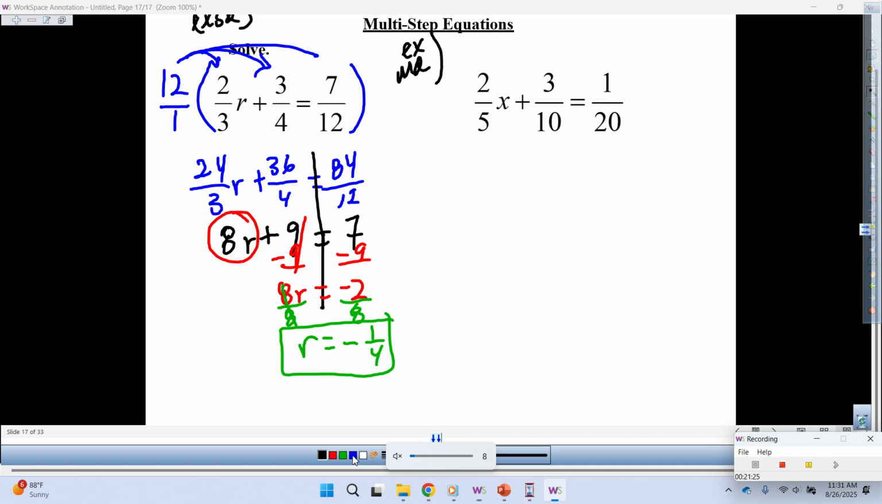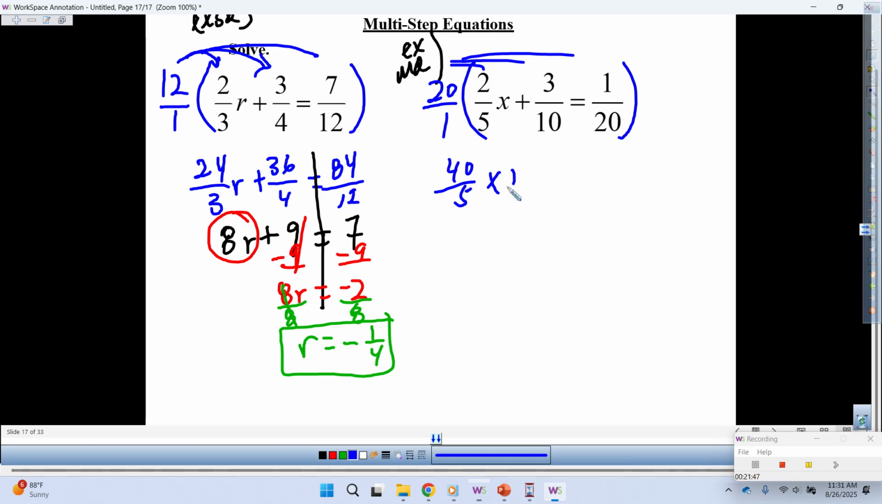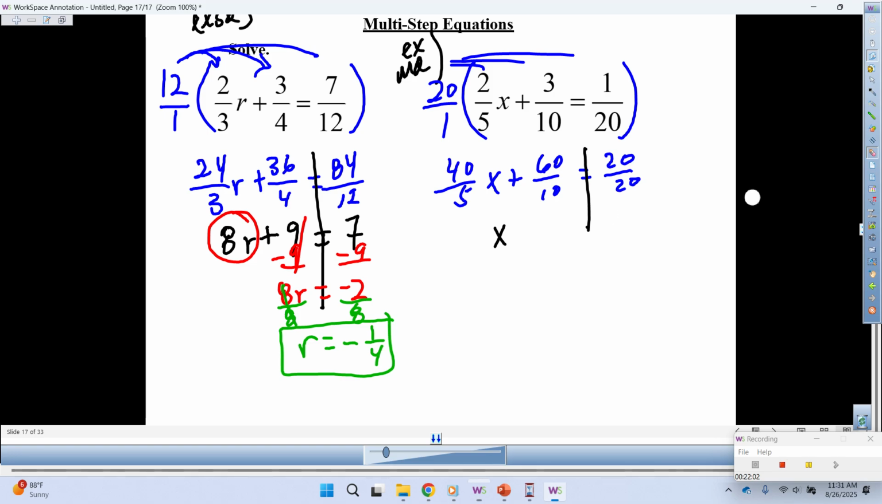All right, here we go. Leo, what was our common denominator? 20. So you wrote 20 over 1. Distribute that. That gives us 40 over 5x plus 60 over 10 equals 20 over 20. Hands we got up to right there. All right, next. We simplify both sides. This is 9x. No, my bad, 8x. 8x plus 6 equals 1.